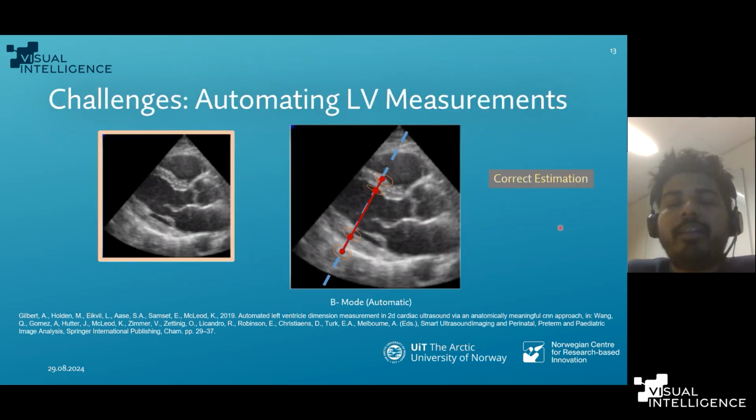So let's discuss now why they perform this multi-component loss. Suppose we have a really nice looking image, and a neural network predicts the four landmarks in a straight line based on the heat maps shown here, the symbolic heat maps. Then we can correctly measure the left ventricle structure.